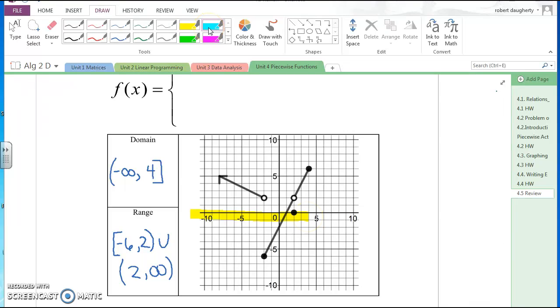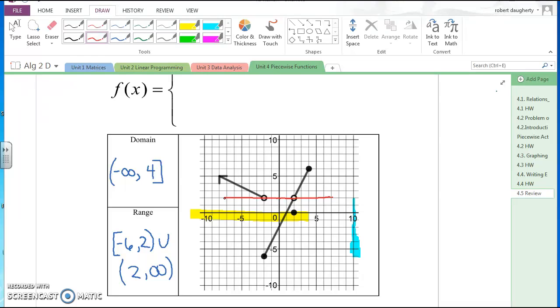Y values, it looks like they start at negative 6 and they go all the way up to 2, but they don't include 2 because I have open circles in both of those functions. So 2 is not a part of the solution. That's why I've got to break up my range and I've got a parentheses.